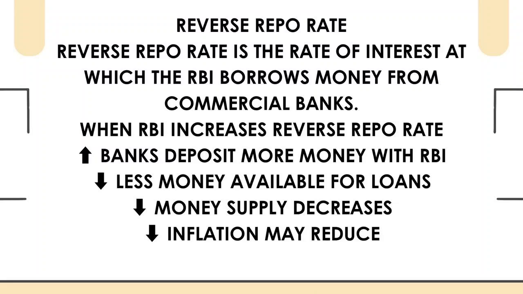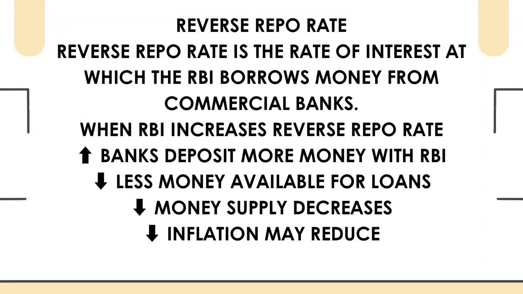Suppose the RBI increases the reverse repo rate. Commercial banks earn a better return by parking more money with the RBI. As a result, they may have less money available to lend to customers. This may reduce the supply of money and credit in the economy. So, higher reverse repo rate, banks keep more money with RBI, less lending. If the reverse repo rate decreases, banks may find it less attractive to keep money with RBI and may lend more instead.